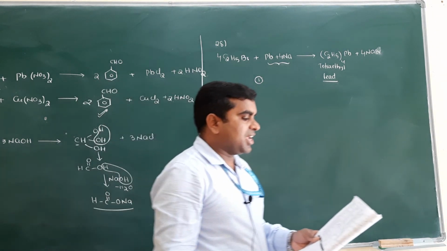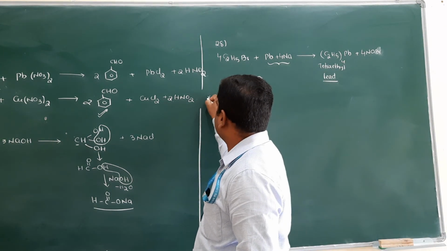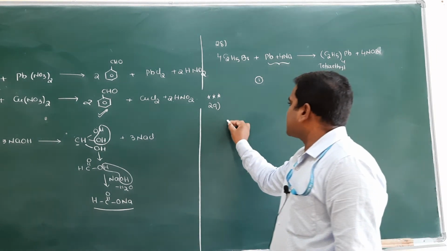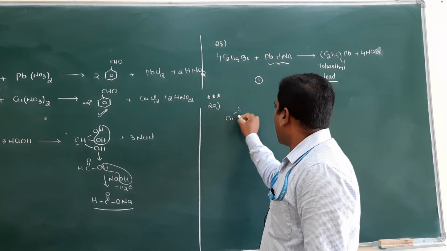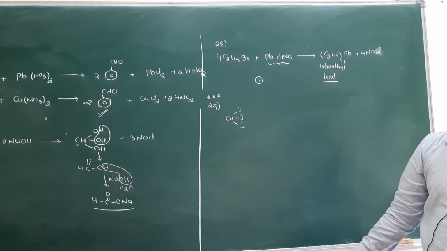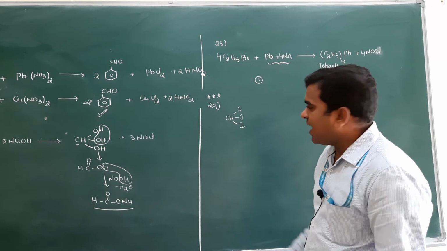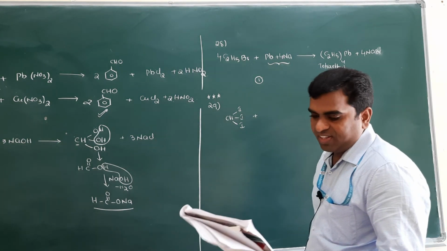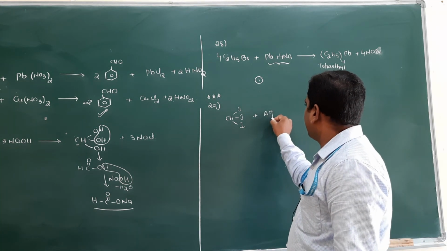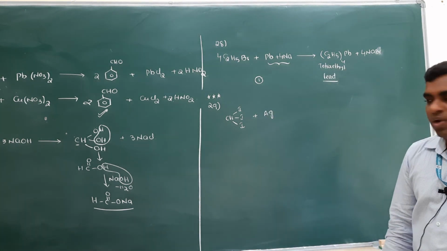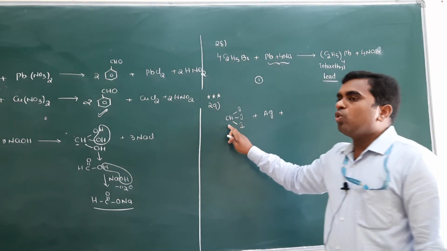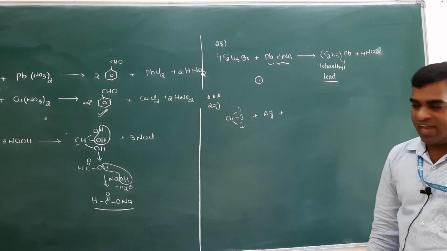Iodoform heated with Ag powder to form. Very important, you have to remember. What is the iodoform formula? CHI3. Chloroform means CHCl3, iodoform means CHI3. That is treated with which one? Ag powder. Actually, whenever iodoform reacts with silver, 2 moles of iodoform are involved in the reaction.